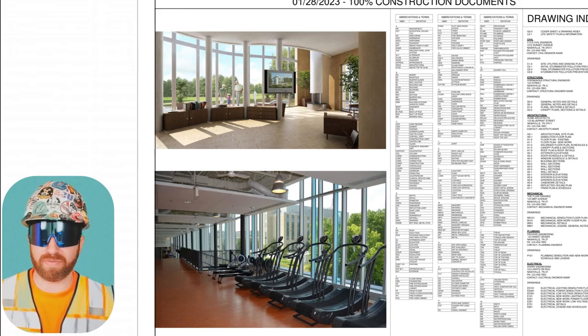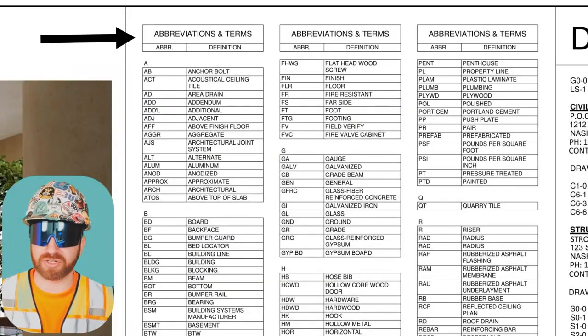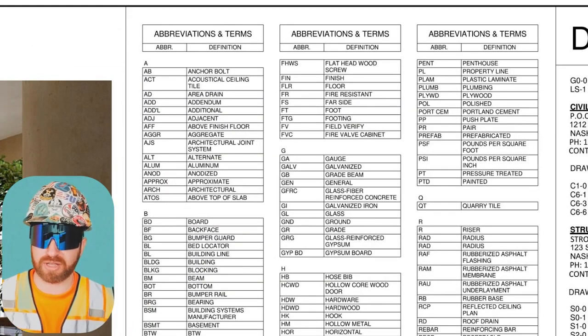Next, it looks like they've provided a summary of abbreviations and terms, which is great to know. So if we're looking through the rest of the construction set and see any of these abbreviations, we'll know exactly what they stand for, or we can reference back to this page to see what they stand for. I'll note that abbreviations may change from project to project, so never assume what an abbreviation might stand for when looking at different sets of construction drawings.